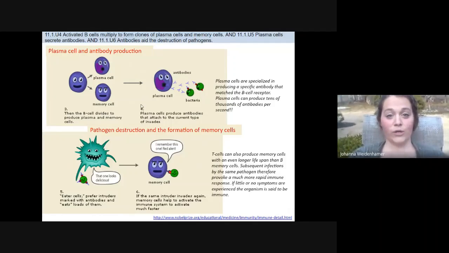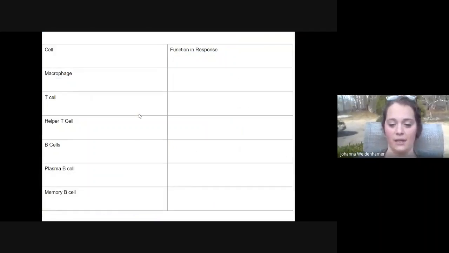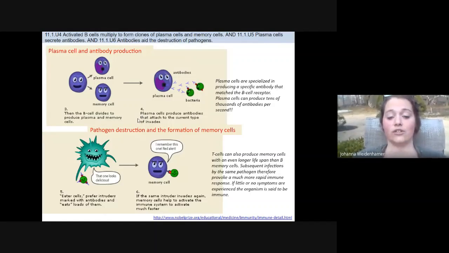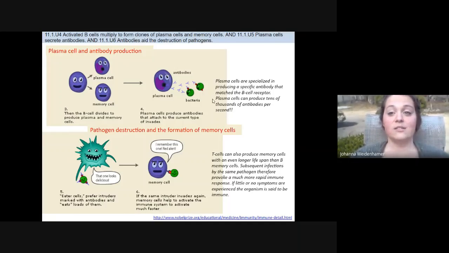Our next step, we're going to take a look at the plasma cells again. The plasma cells are going to produce antibodies that attach to the current type of invader. So our plasma cells are going to make a bunch of antibodies and shoot them out to destroy the bacteria or the pathogen or the invader that the body has noticed. So let's take a look at our overview over here. Plasma cells are specialized in producing a specific antibody that matches the B cell receptor. Plasma cells can produce tens of thousands of antibodies per second. Kind of crazy. So they're the ones who are making the antibodies to protect the body against this bacteria.